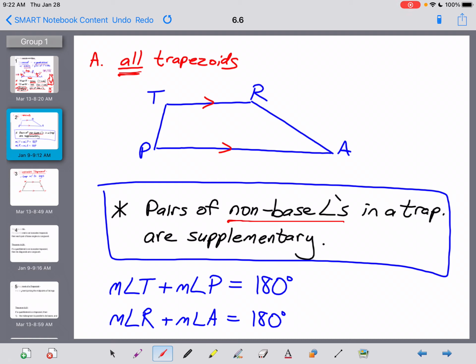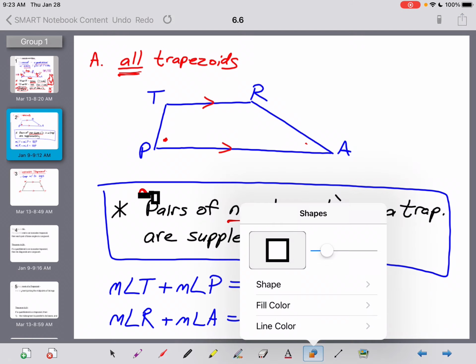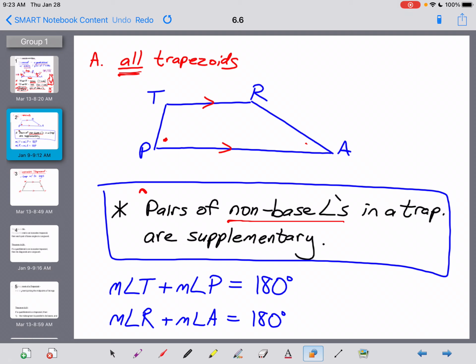So we had said a moment ago that angle P right over here and angle A, this one over here on the bottom right, those were base angles. Therefore, a pair of non-base angles, and I realize now I probably should have said, oh, that was ugly, Mr. Fontana, don't do that. All right, my hand got in the way. All right, I probably should have said here consecutive. There we go.